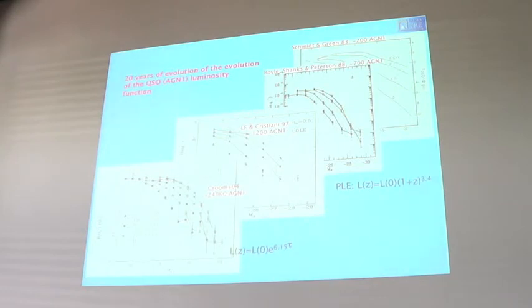You can parameterize that in several ways, but the most important thing is that there is a strong evolution going into the past. And as I said already, it stops at this redshift because of selection effects. It's very difficult to select objects at redshift larger than that because the colors of the AGNs enter the stellar locus.